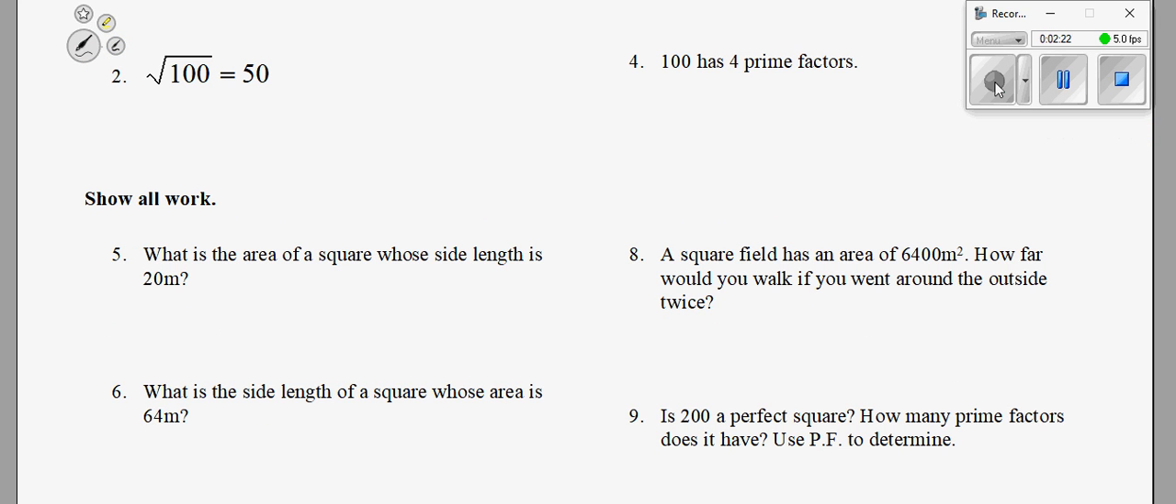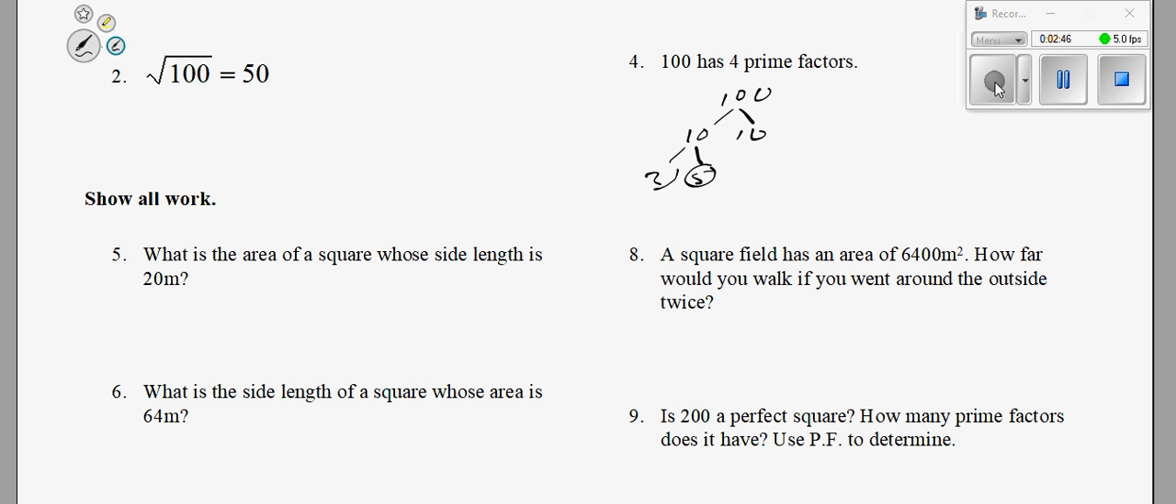Okay, so back to this. It says 100 has 4 prime factors. So if you prime factorize 100, how many of you went 2 and 50? A lot of you. I'm going to go 10 and 10, neither of which is prime, but I know that 10 times 10 is 100. Right off the bat, I know that 100 is a perfect square because I have two numbers that multiply together that are the same, but neither are prime.